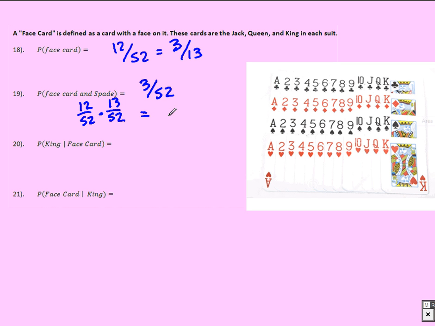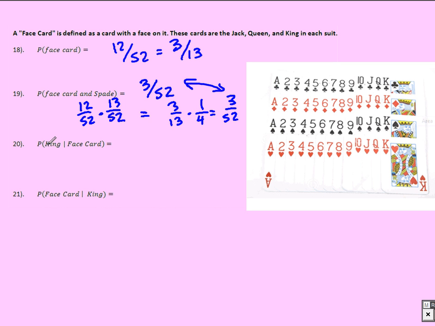Each of those fractions could have reduced to be 3 out of 13 and 1 out of 4. And when you multiply that across, you would get 3 out of 52, the exact same thing. And that works because those are exclusive AND statements.